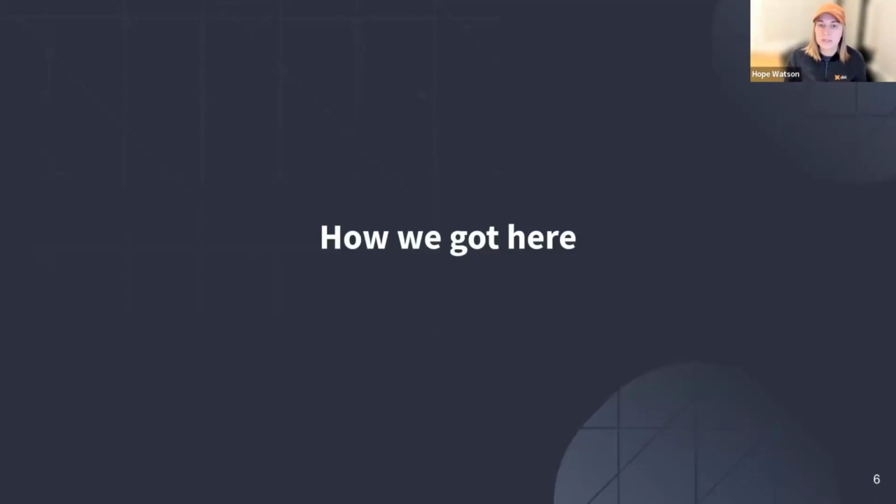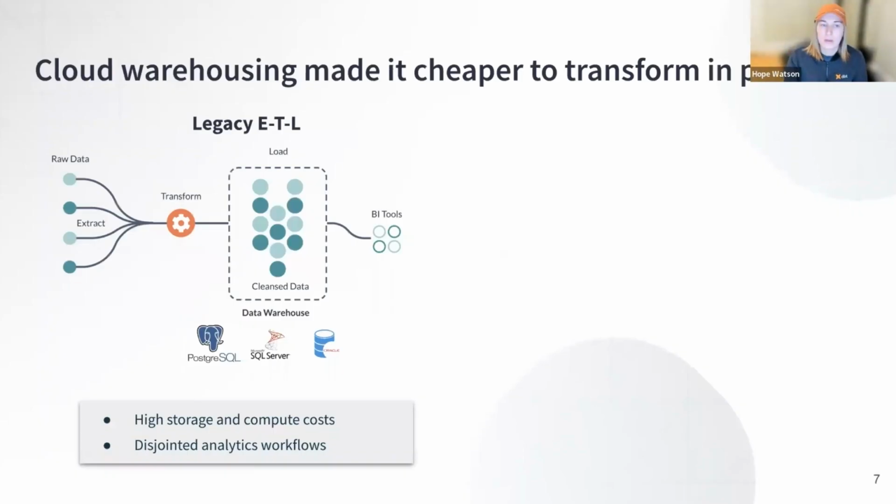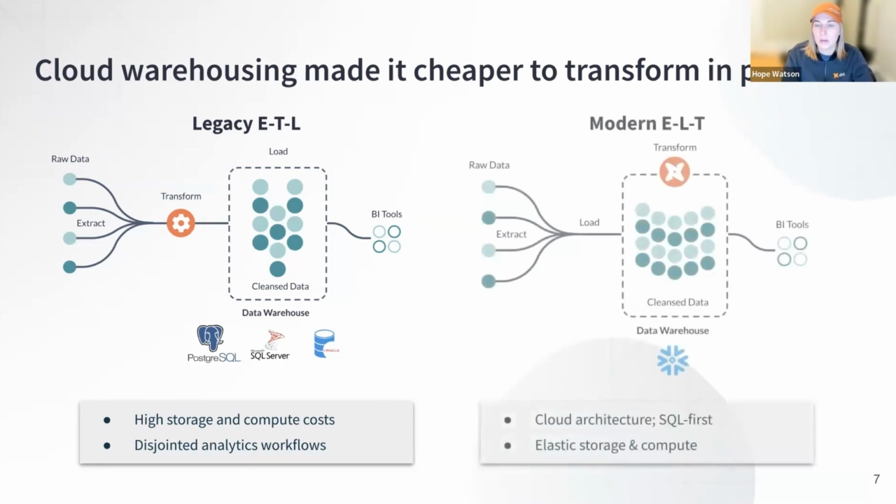So why did dbt even come to exist? Like, how did we get here? And there's a couple things that happen. The first is that cloud warehousing has changed and made it a lot cheaper to transform your data in place. So it used to be really expensive, and you would try to push that transformation upstream outside of your data warehouse. Now with cloud computing, you have elastic storage and compute, in addition to paying for only what you need, you're able to transform and clean your data within the warehouse and use Snowflake to do that.